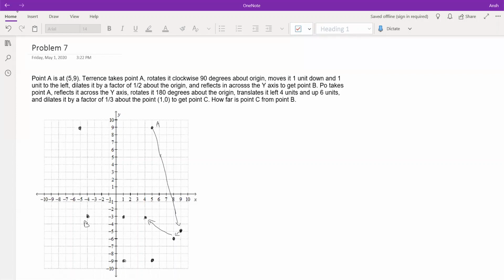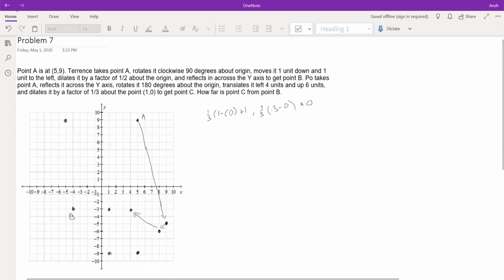And now what Poe does is he dilates it by a factor of 1/3 about the point (1, 0). So using our formula for dilations, since our point is (1, -3), it would be 1/3 times (1 minus 1) plus 1, comma, 1/3 times (-3 minus 0) plus 0. So this gives us our new point (1, -1). And this is our point C.